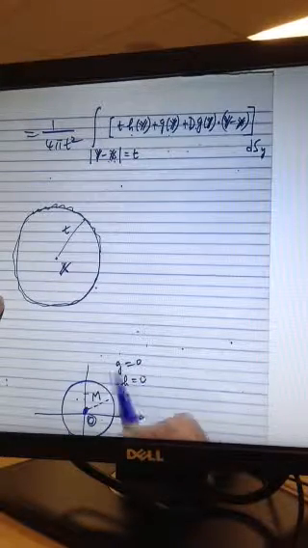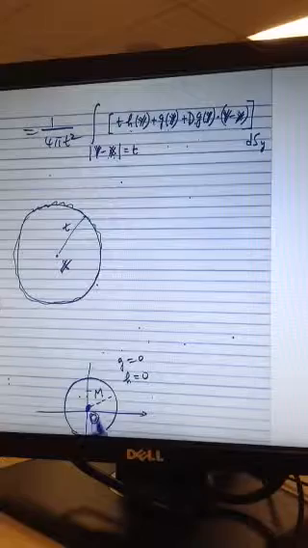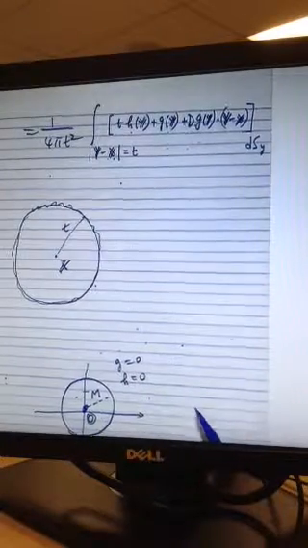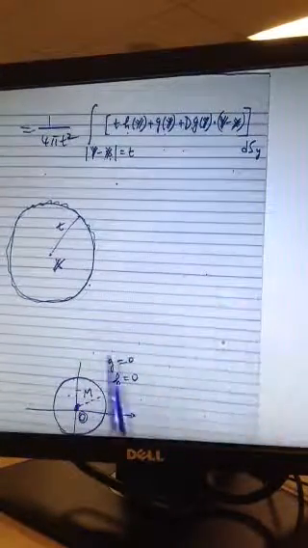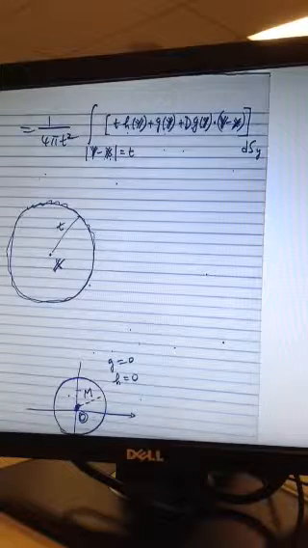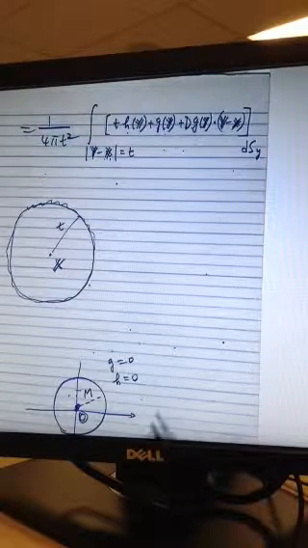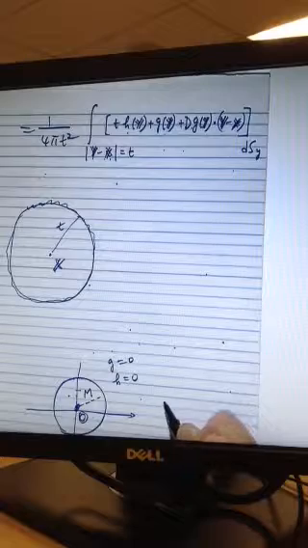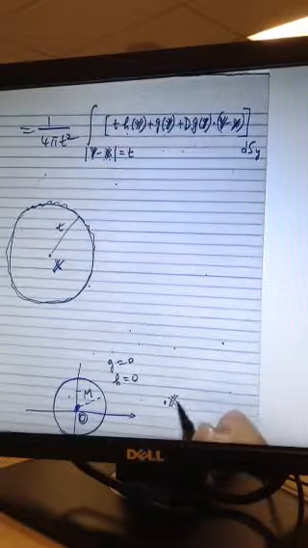H is also 0 here. Outside, inside it might not be 0, but outside definitely 0. Now, I don't know where x is. But let's say this is x. Let me say this point is the x point. Okay, x point here.